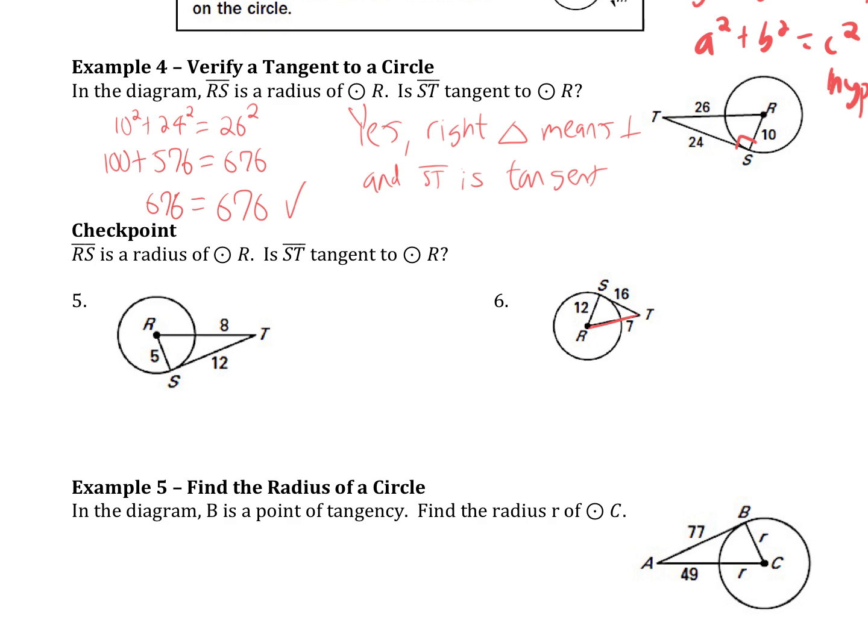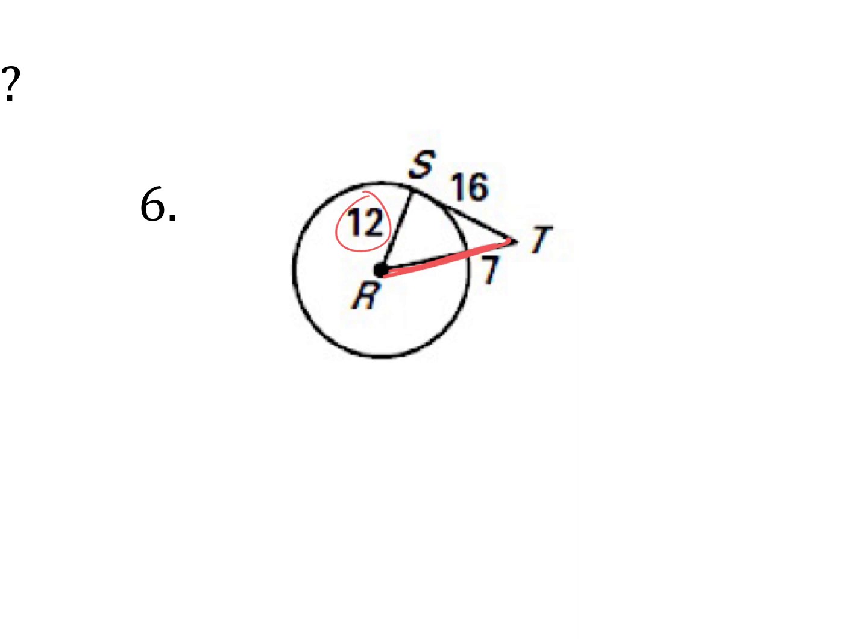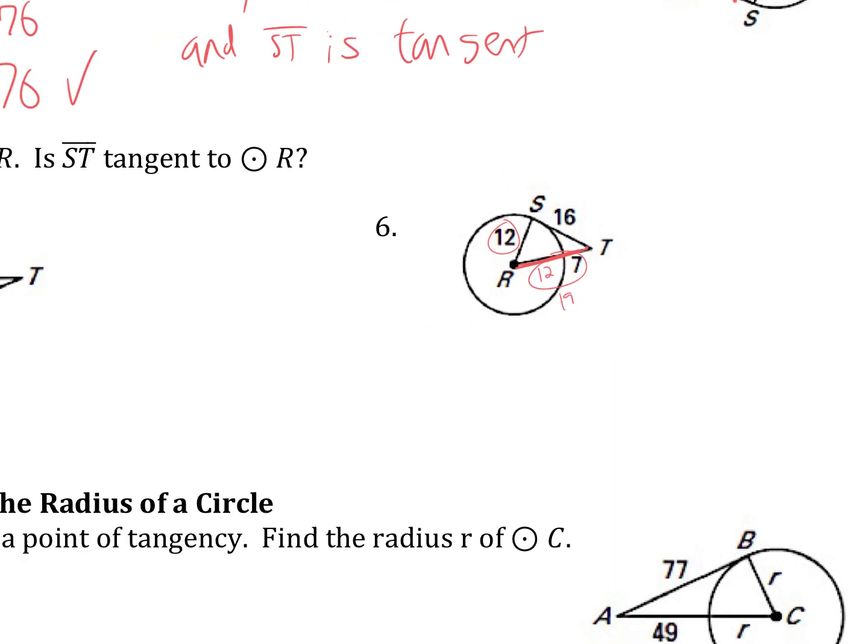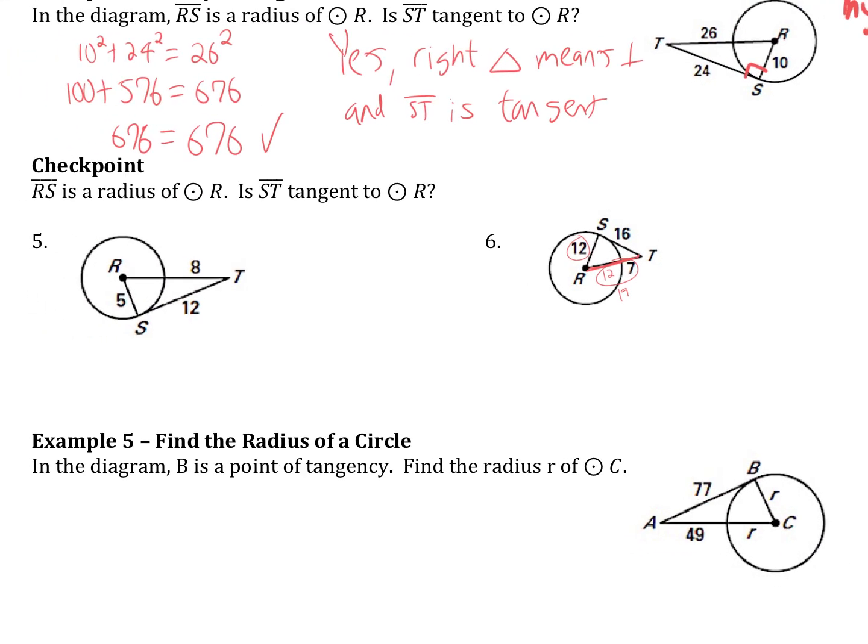Oh, wait, actually, no, it's not. I goofed up. Okay, number 6 is a little bit different. So this is the radius here, is 12. This is also going to be 12, so what's this entire thing going to be here? It's going to be 19. I was wondering, that was kind of weird there, but yeah. So that's kind of a weird thing with this one, but yeah, see if it works.